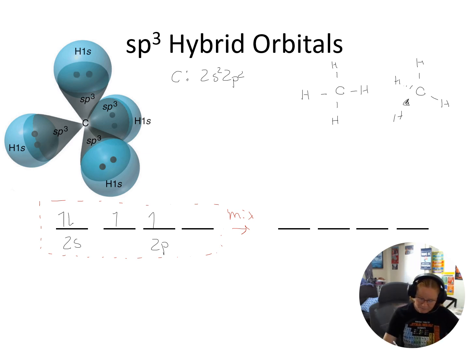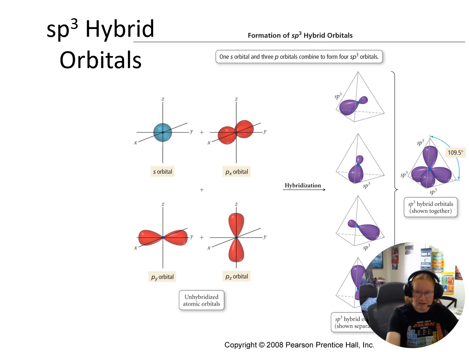Okay, and now I have 1, 2, 3, 4 sp3 hybrid orbitals. And I can go 1, 2, 3, 4. Redistribute all of those electrons, and there are my 4 places where I can bond with my carbon. Okay, geometrically, here's what it ends up looking like as things hybridize.